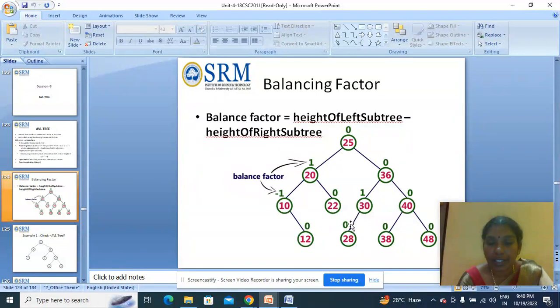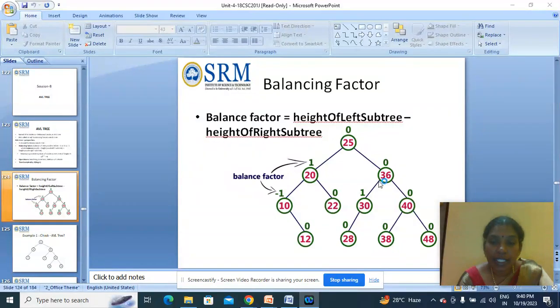The left subtree height is 1, and there is no right subtree, so 0. Here the left subtree height is 1. So 1 minus 0 is 1. For the 40, the left subtree height is also 1 and the right subtree height is also 1. So 1 minus 1 is 0.